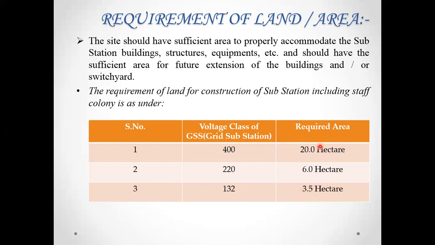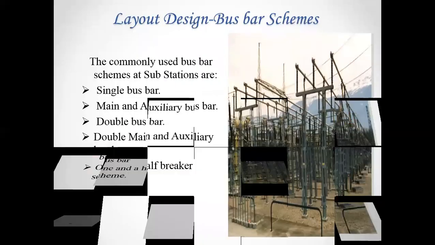We should not have only this much area. For example, for 132 kV we require 3.5 hectares, but we must have at least 6 acres, so that if we are extending from 132 to 220 kV, at that time we have the area. So that is one part of the requirement of the area.